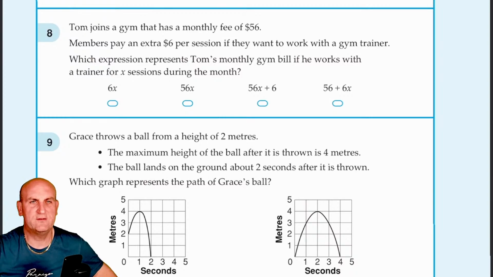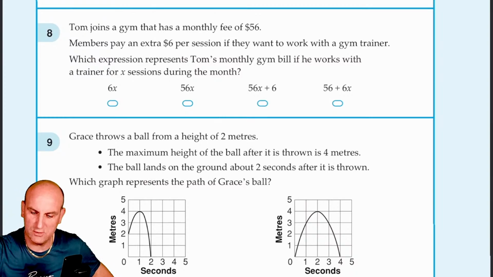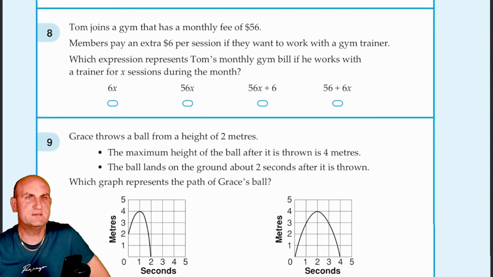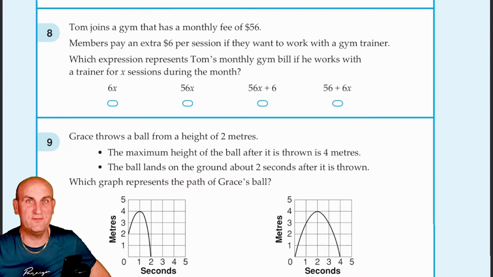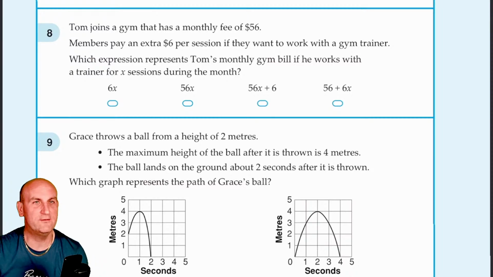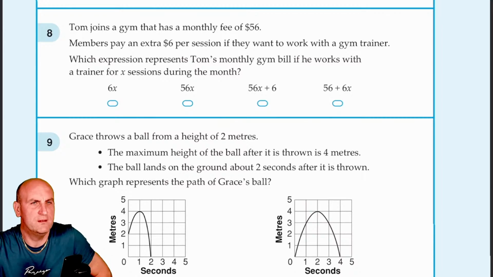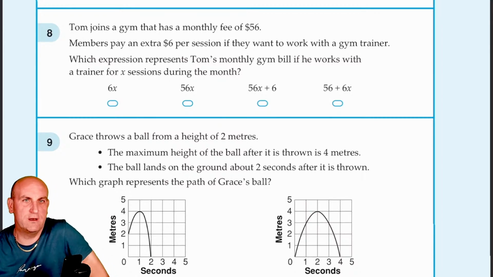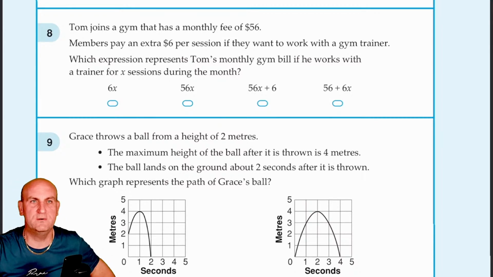Tom joins a gym that has a monthly fee of $56. Oh, that's expensive. Members pay an extra $6 per session if they want to work with a gym trainer. That's not real. Not real gym trainers. I think mine charges me $90 a session. And you're going to say, you go to the gym? Don't be personal. Which expression represents Tom's monthly gym bill if he works with the trainer for X sessions?